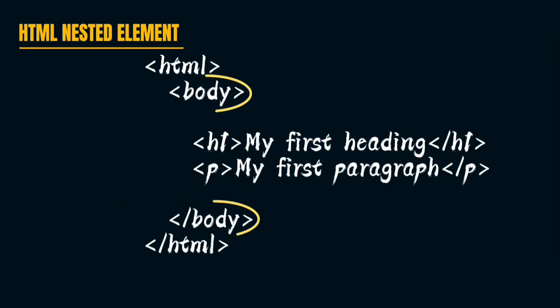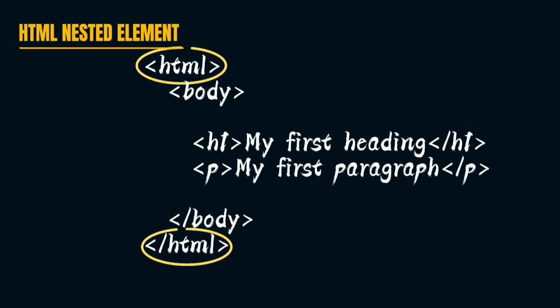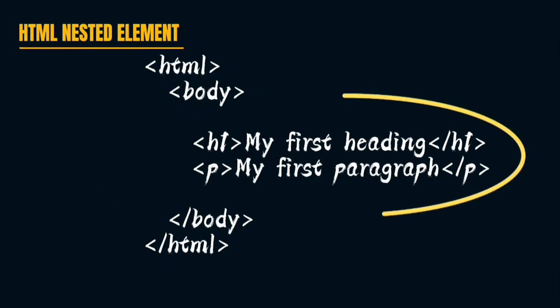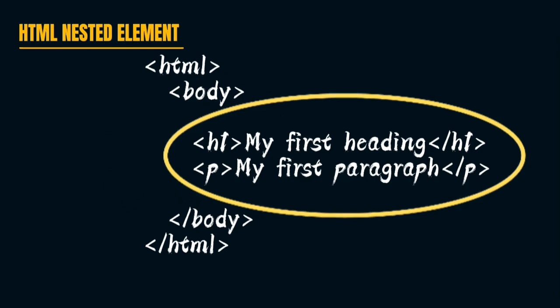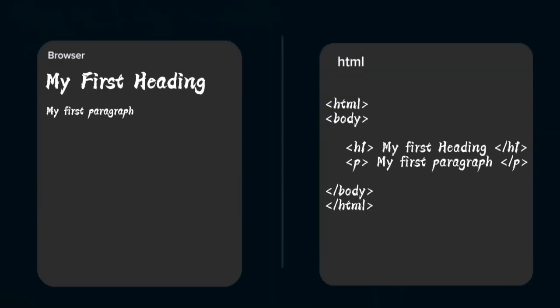For instance, the body element sits inside HTML, and inside the body you might have a heading, H1, and a paragraph. Here's how it looks in action. HTML defines the whole document. Inside it, body defines the visible part of the page. Within body, you could add an H1 with my first heading and a P with my first paragraph.